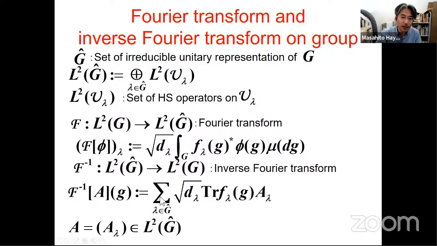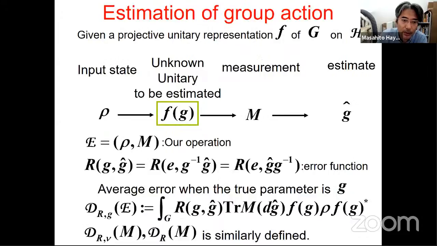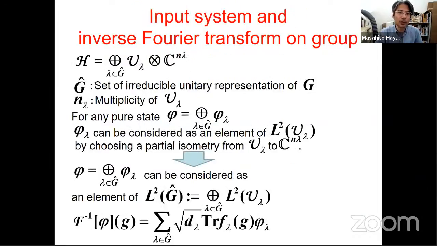This is the inverse. So we need to explain the relationship between the input system and the inverse Fourier transform. Please remember that our problem is this one. We need to estimate this one, but in the physical system we only have a representation on the hidden space H. So we need to consider the generic situation. But that situation can be converted to some inverse of the Fourier transform because our Hilbert space can be described in this way. V lambda is a Hilbert space, and we can decompose in that way.